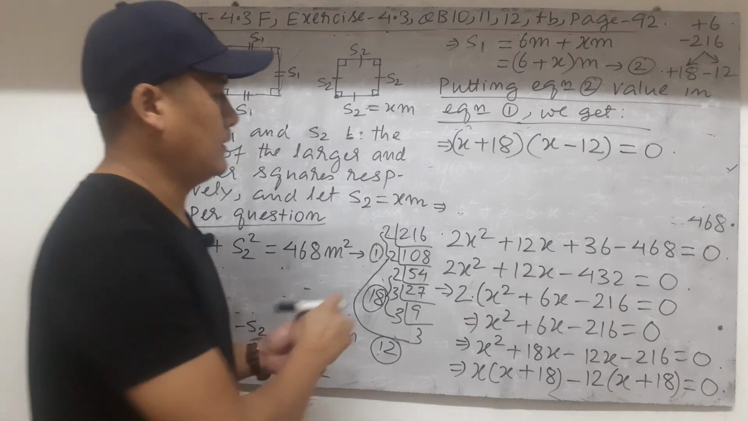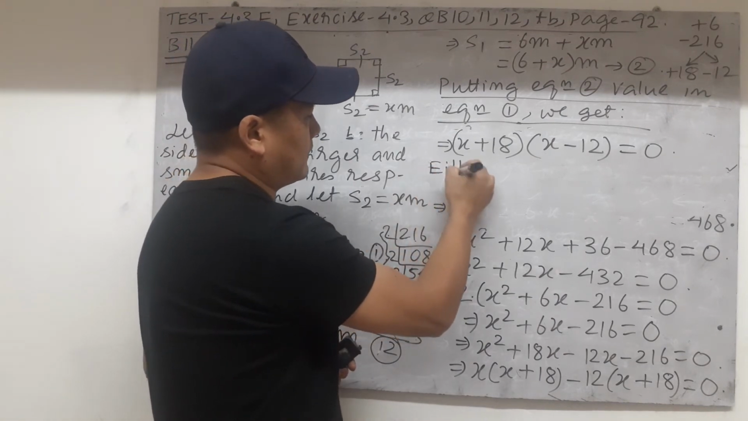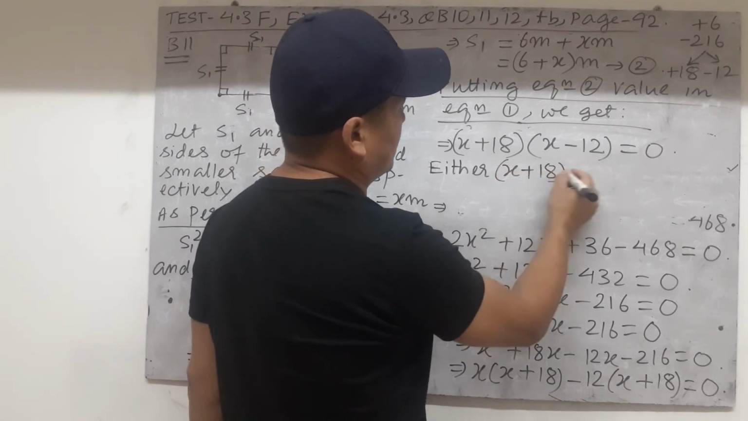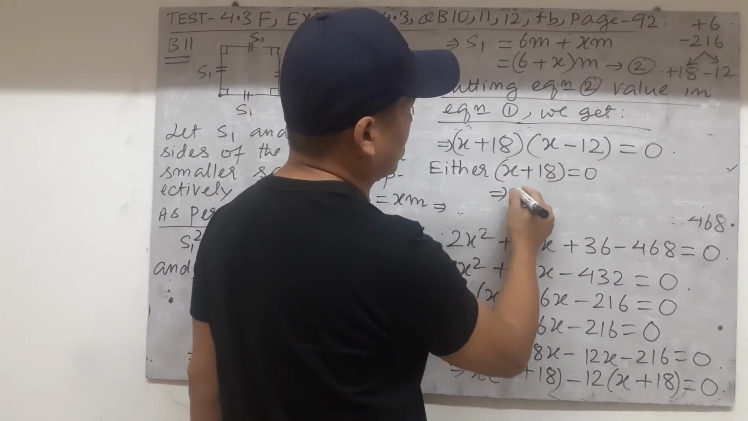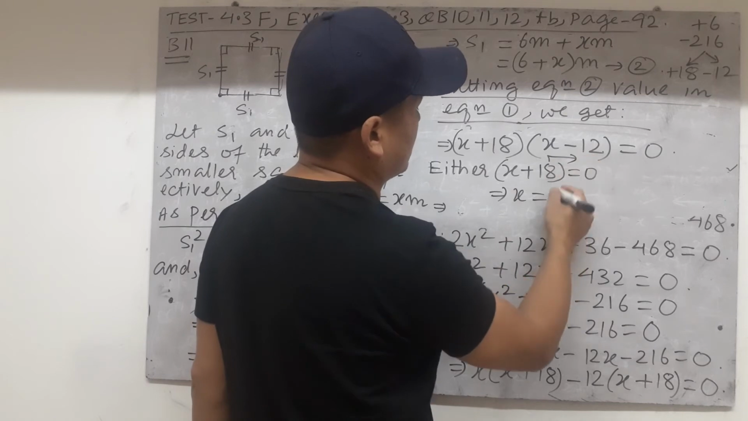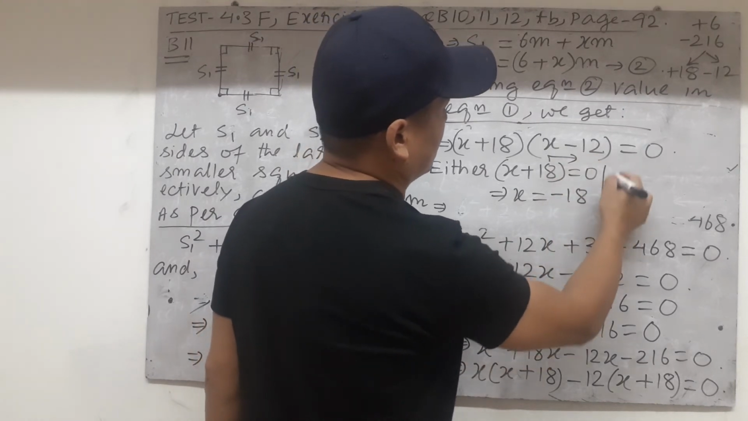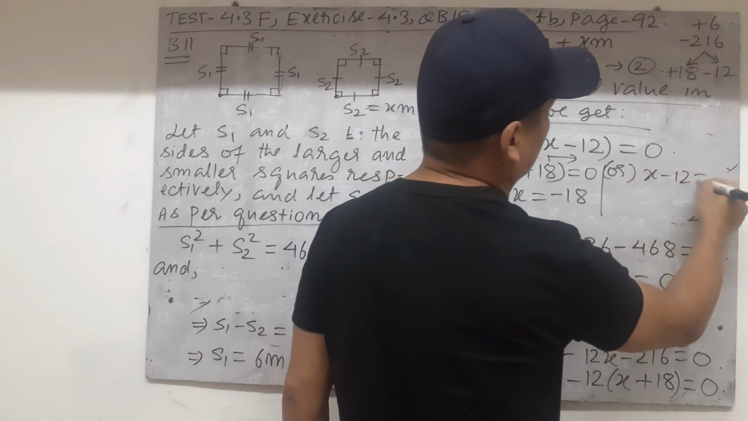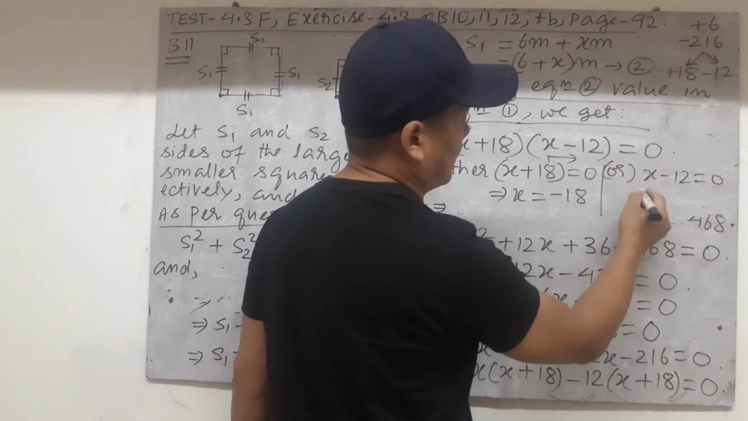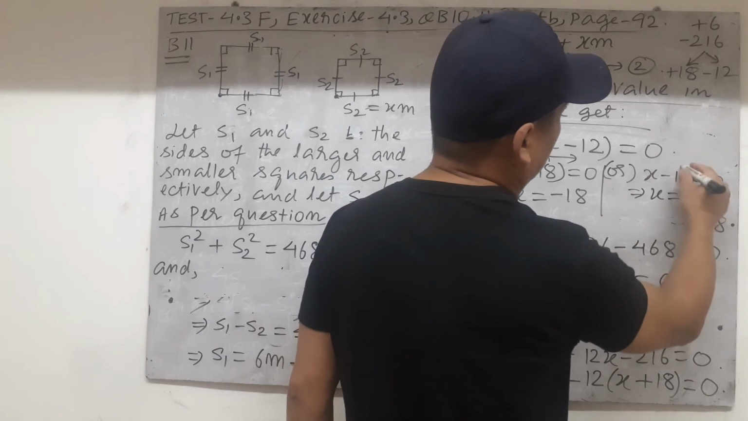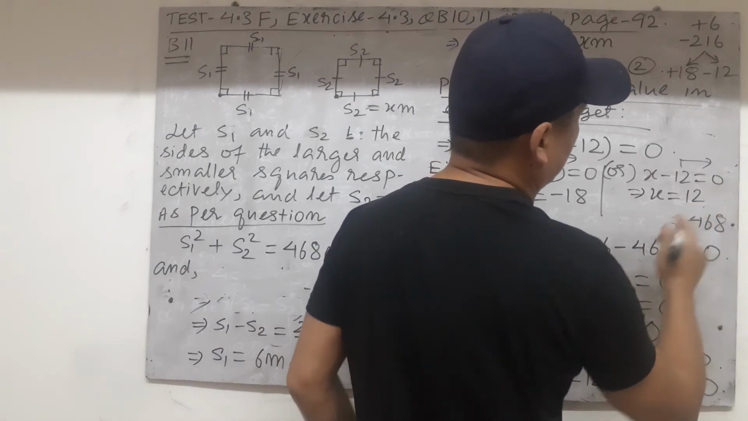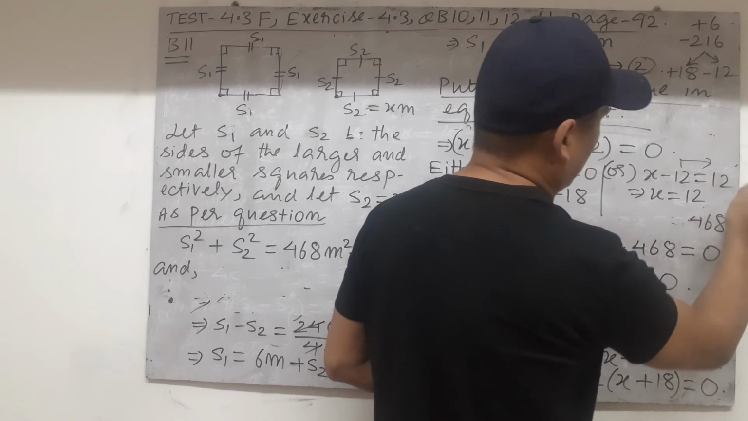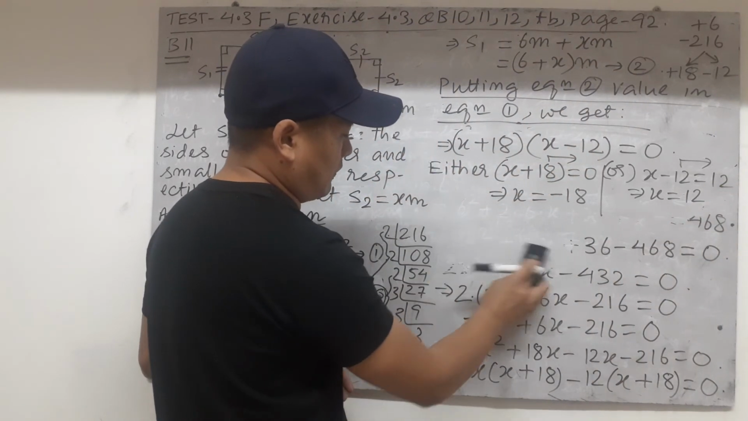Right, so here either the first factor x plus 18 will be equal to 0 and gives you x is equal to minus 18, going right side. Or the second factor x minus 12 will be equal to 0, as you can see this one. So x would be equal to plus 12, going right side. So we got two values, minus 18 or 12. It's very easy to figure out now, I think.